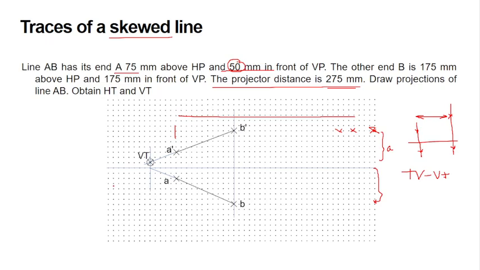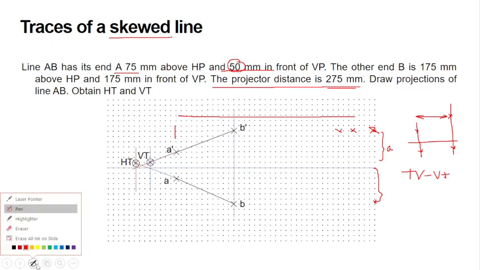Fine. Then extend the front view till XY line. Fine. Draw the vertical, and this vertical will be intersected by other view. We are going to get HT. Correct. So this is all about the traces.